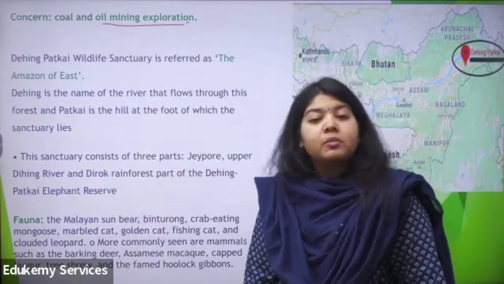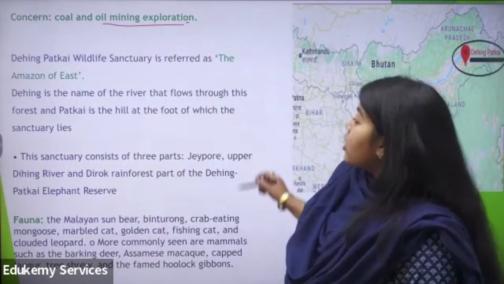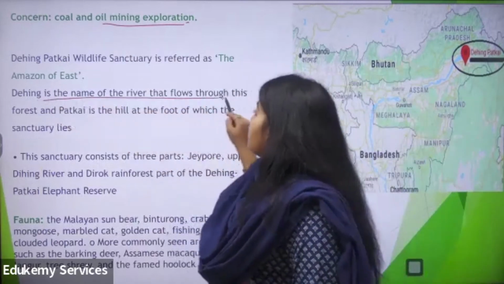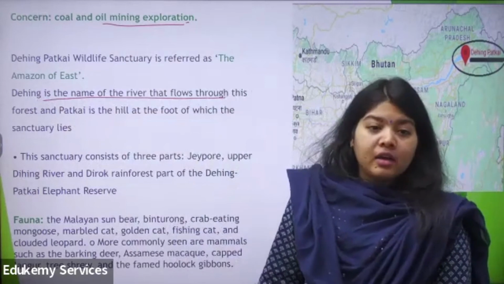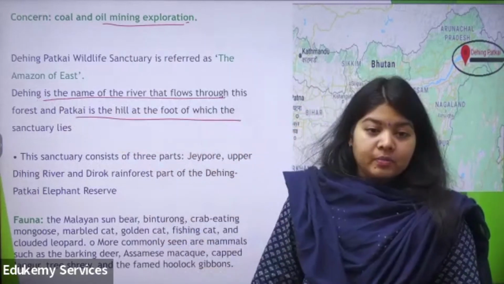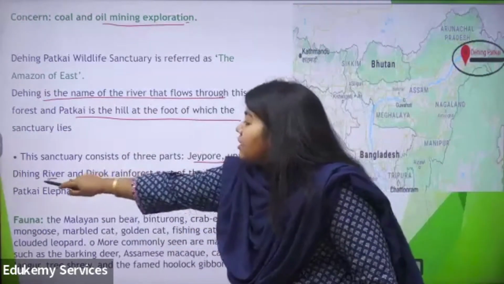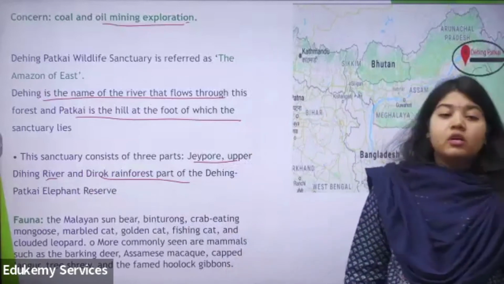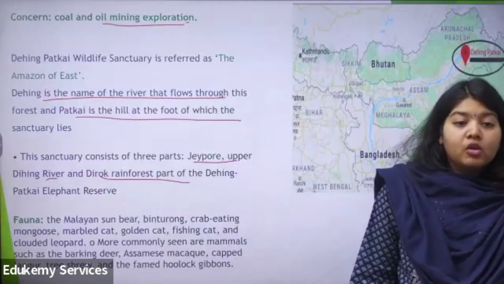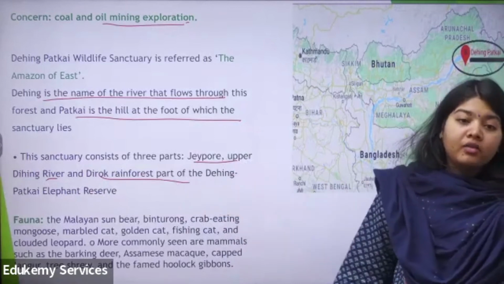Earlier, there was a national park in news, but they asked about the river from there. So, river is important. Dehing is the name of the river which flows through this area, and Patkai are the hills. It has three parts: Jaipur, Upper Dehing River, and Dirok Rainforest, which is part of the Dehing Patkai Elephant Reserve.